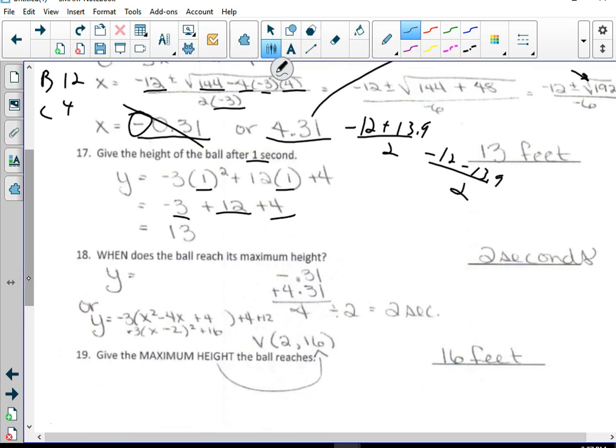Now, this is one way to do it. We talked about the shortcut of, it's going to be halfway in between. But most of us in here probably did the opposite of B over 2A. Okay? So, the opposite of B over 2A equals 2. Now, I just want to point out, if this is the one answer, that's the one x-intercept, and this is the other one. If you add them together and divide by 2, you get 2. So it's just a different way of doing it.